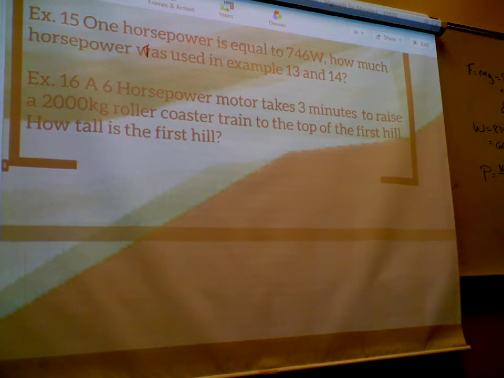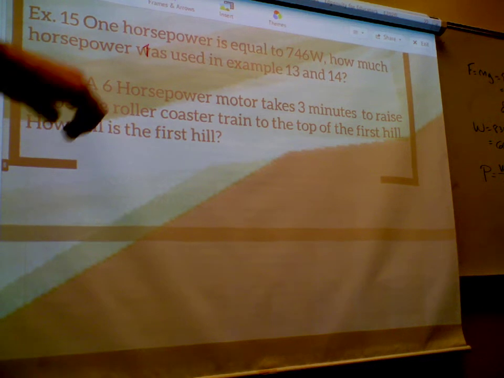Example 16. It says a roller coaster uses a 6 horsepower motor to raise the train. There's my attempt to draw a roller coaster with its train, and the front car's got a little more aerodynamic. There you go. So there's my roller coaster with the motor.